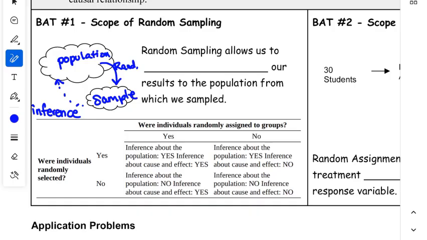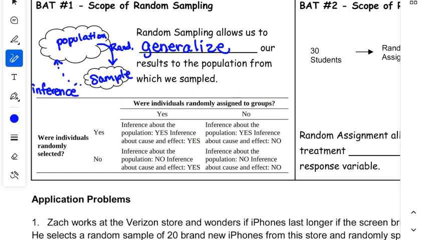Okay, random sampling allows us to generalize our results to the population from which we sampled. So that's the key thing, to the population that we sampled, not everybody. And we can use this little chart to tell us how we can do an inference. So if it's random assignment and randomly selected, random sample, then we can make an inference about the population and cause and effect, so causation. So you'll read this chart to help you.